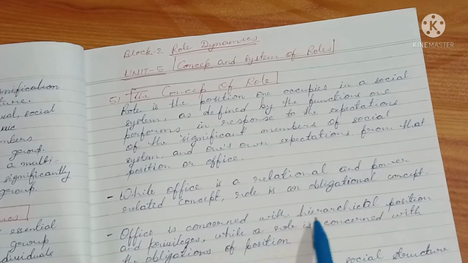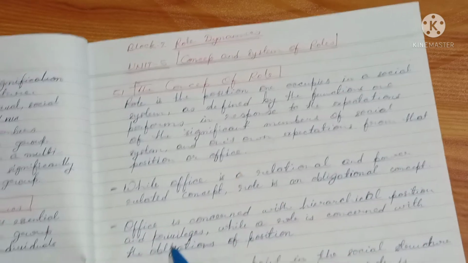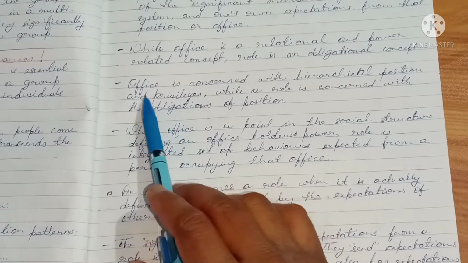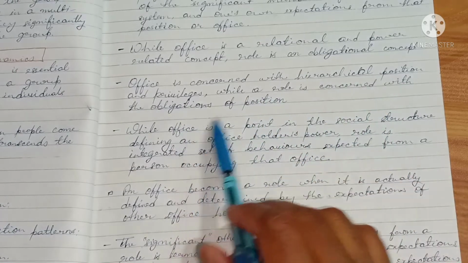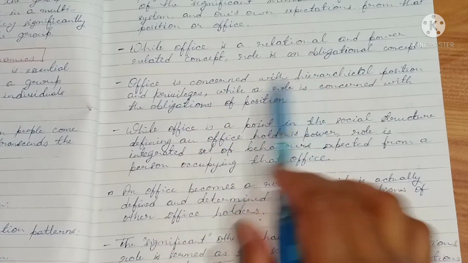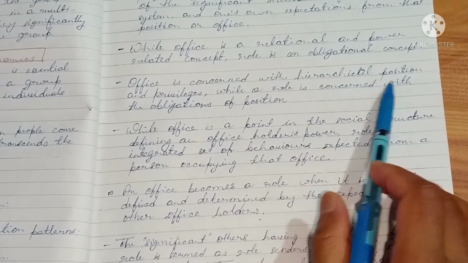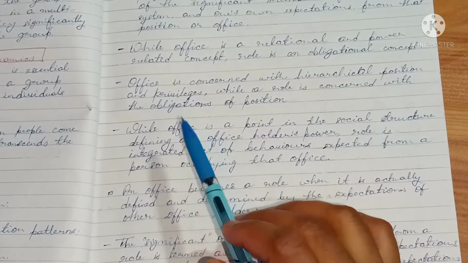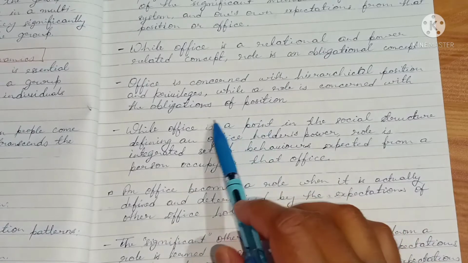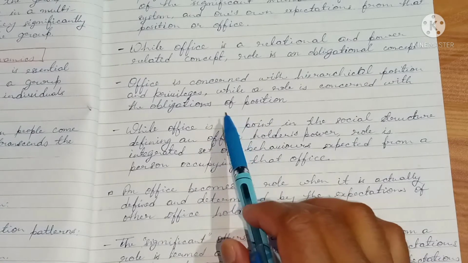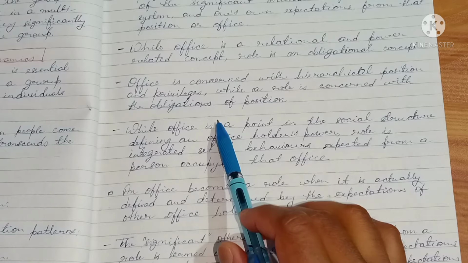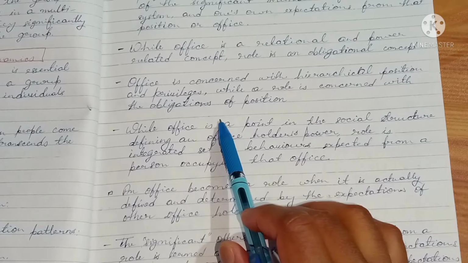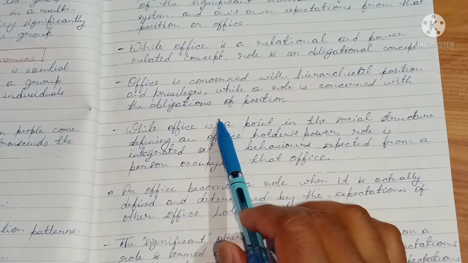So office is concerned with hierarchical position, and now you can see, office is concerned with hierarchical position and privileges, while a role is concerned with obligation of position. Okay, office is about hierarchical position and privileges, while role is concerned with obligation of position, means whatever position the person holds due to office, according to that, whatever obligation that person has will decide what type of role that person holds.